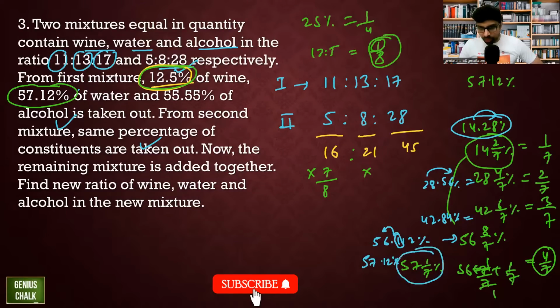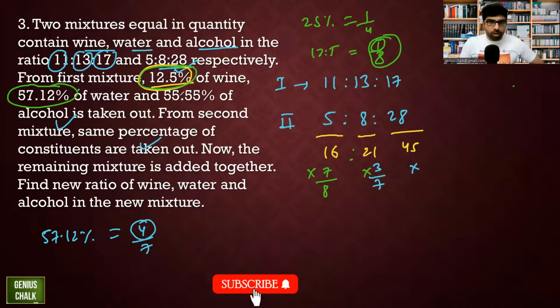Which is the value of 57 1 by 7, and which is actually, we can say, 4 by 7. So basically 57.12% is the value of 4 by 7. So I am taking 4 quantity out from 7. That means I am left with 3 by 7. I hope this concept is clear.